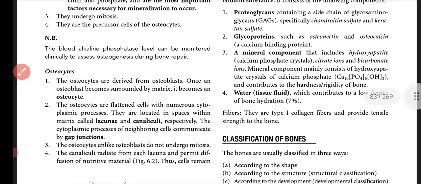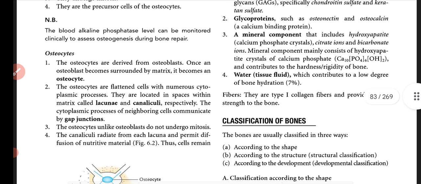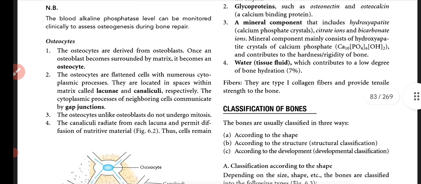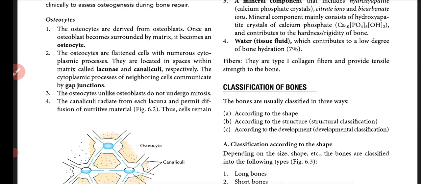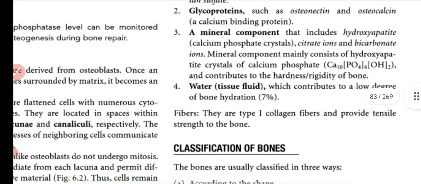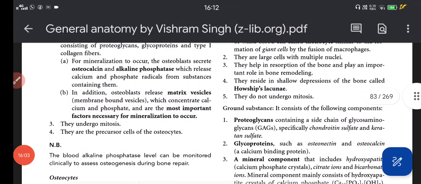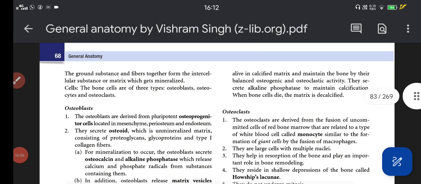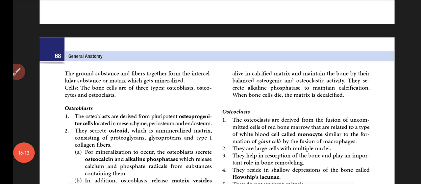The osteocytes, unlike osteoblasts, do not undergo mitosis. The canaliculi radiate from each lacuna and permit diffusion of the nutritive material. Thus, the cell remains alive in the calcified matrix and maintains the bone by their balanced osteogenic and osteoclastic activity. They secrete alkaline phosphatase to maintain the calcification. When bone cells die, the matrix is decalcified.